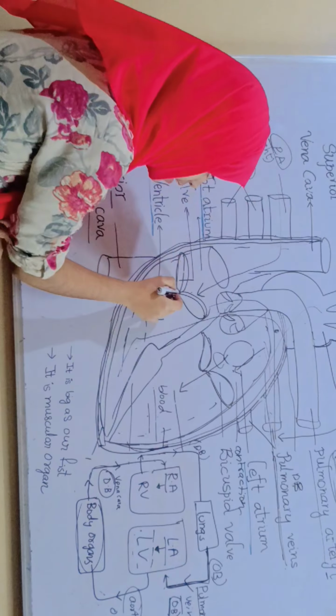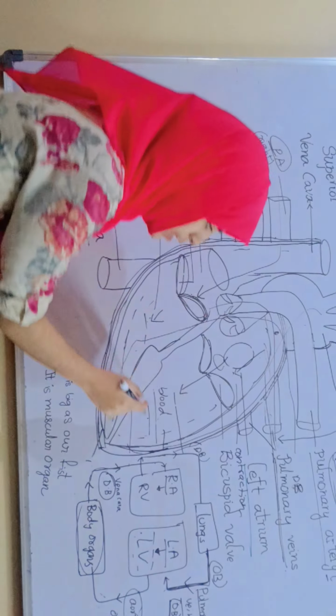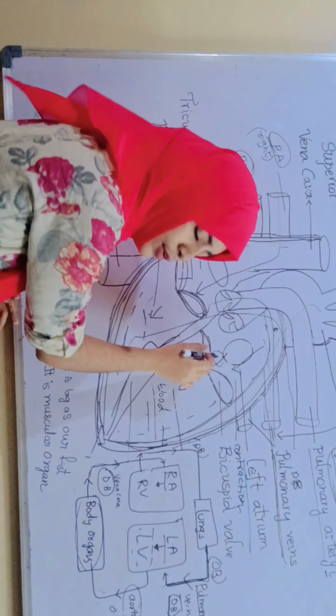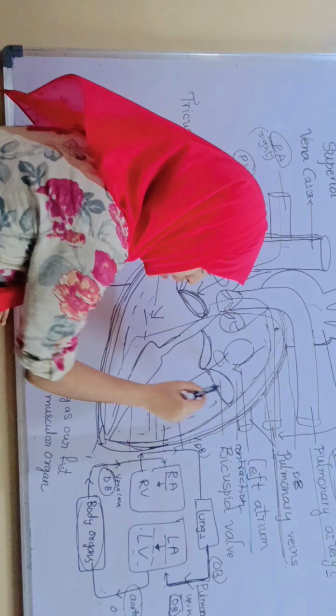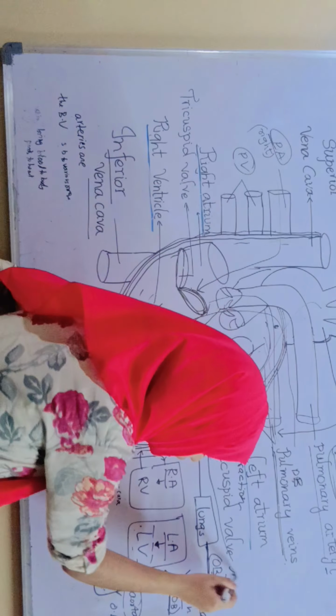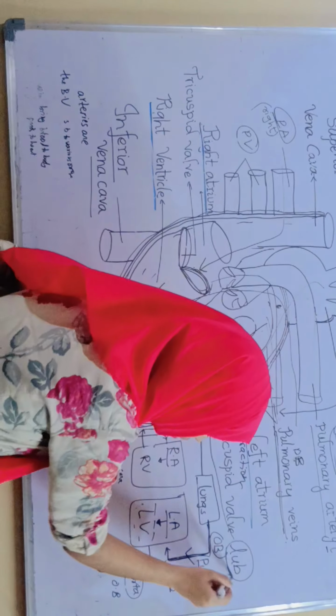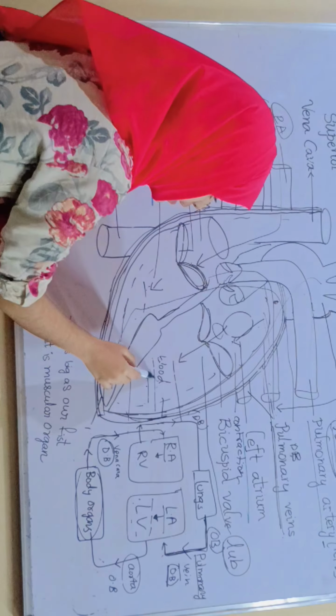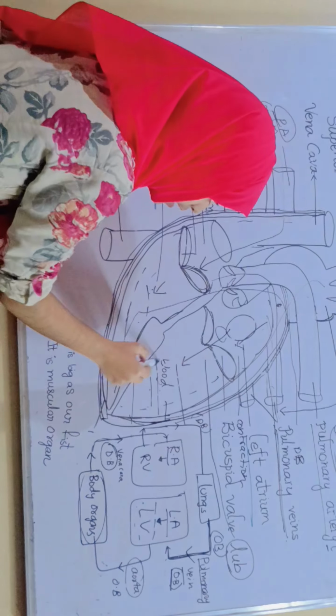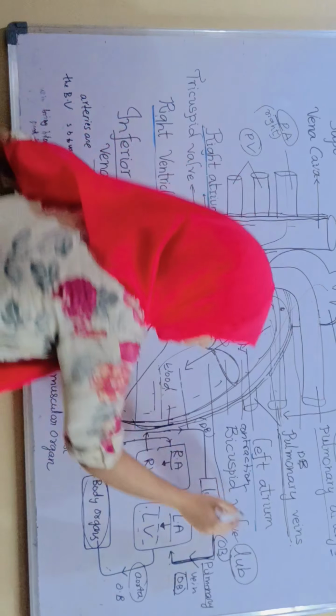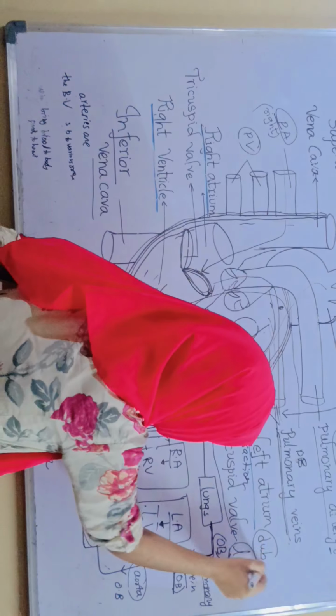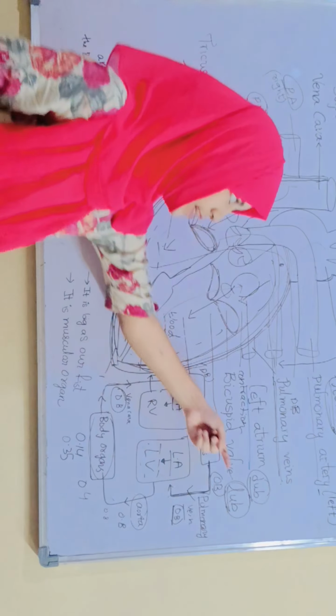This is tricuspid valve. If the ventricle pushes the blood into left atrium, we can listen to the first sharp sound, that is lub. And again if the ventricle pushes the atria, we call it dub. This is the sound of our heart, lub dub.